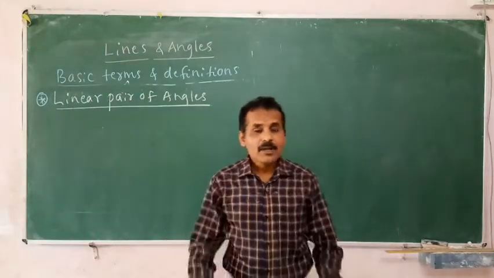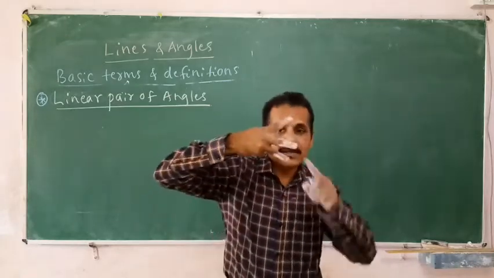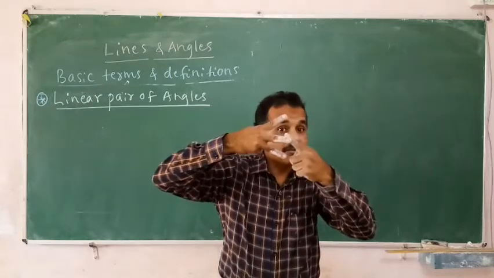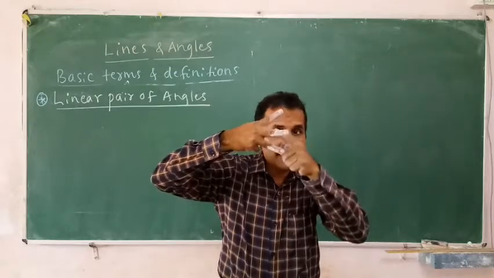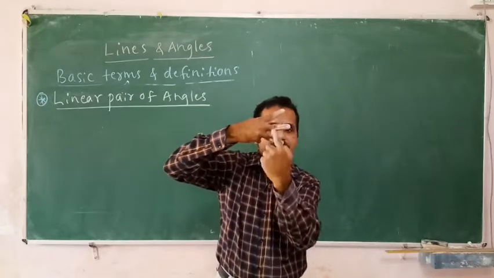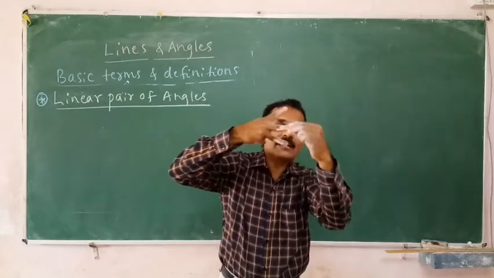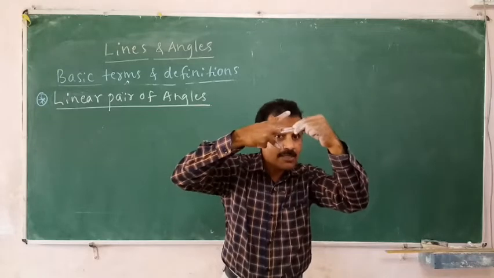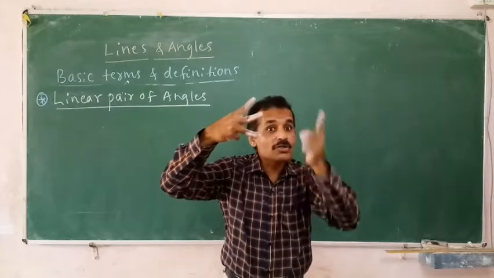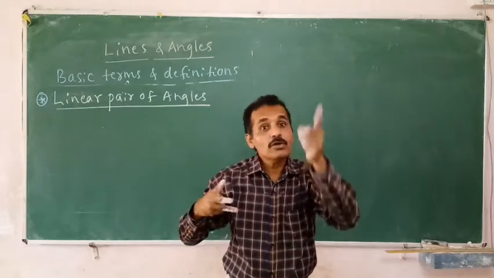Listen first. Now you know what adjacent angles are. There must be two angles like this. One angle is this, second angle is this, and this is called a common arm. This is the first angle, this is the second angle. This is a common vertex. These are the two arms of the first angle, these are the two arms of the second angle, and this is called the common arm. What are these two? These two are called non-common arms. See properly. This is the common arm, and these two are called non-common arms.